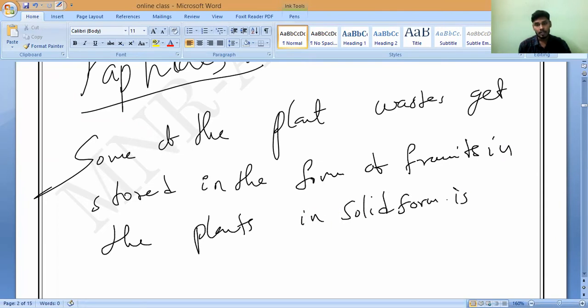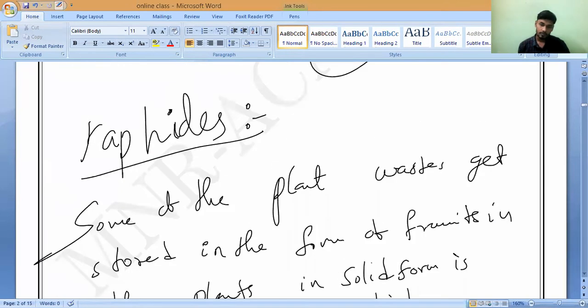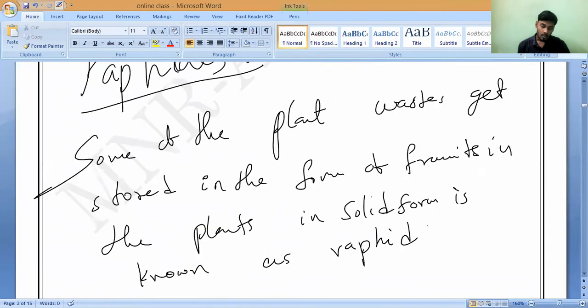Solid form is called, or else is known as, what should we call it? It is known as rapids. Do you understand? That is called rapids. Understand, Kevin? This is one of the important definitions.